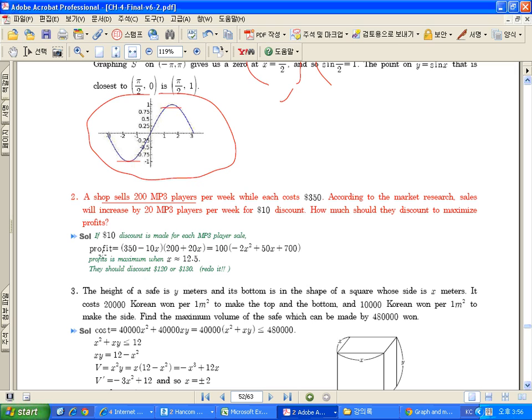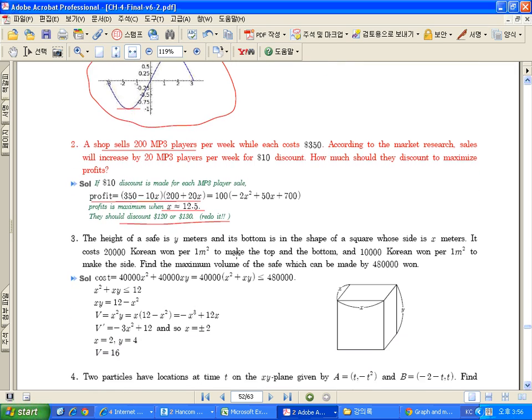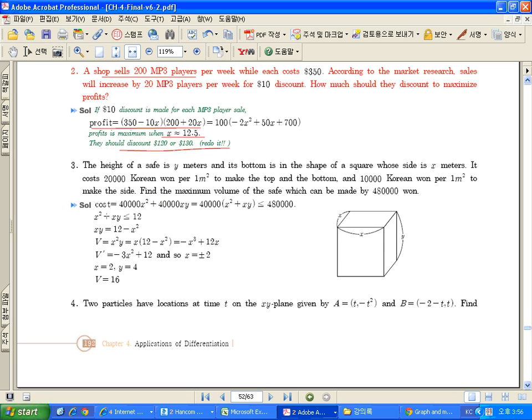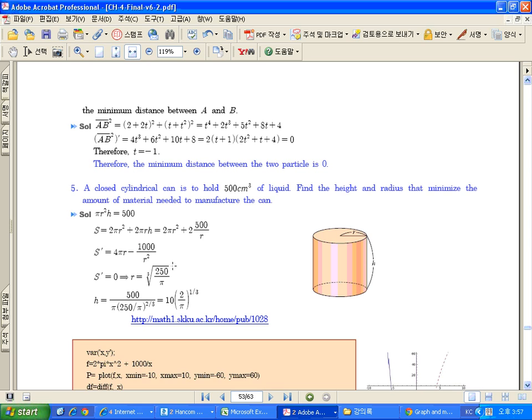Same thing for the MP3 suppliers. The profit can be formulated in this way. All we have to do is find the first derivative and the critical point. If you draw the graph like what we did, you can solve it. We make a cost function, make it a single variable function, find the first derivative, and then find the critical point to get the optimal solutions.